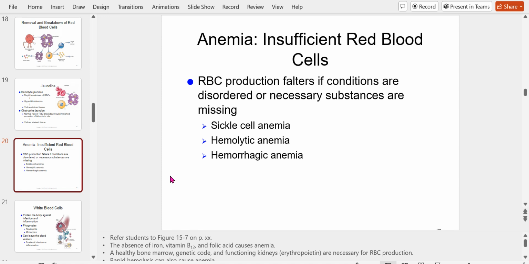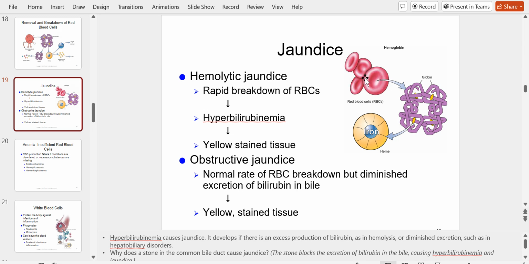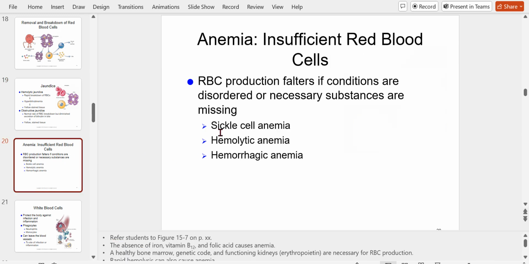Anemia is insufficient RBCs. RBC production falters if conditions are disordered or necessary substances are missing. You can have sickle cell anemia, an issue with the blood that tends to be found in tropical regions. This is your typical RBC. In an individual with sickle cell anemia, the RBCs are a crescent moon shape.